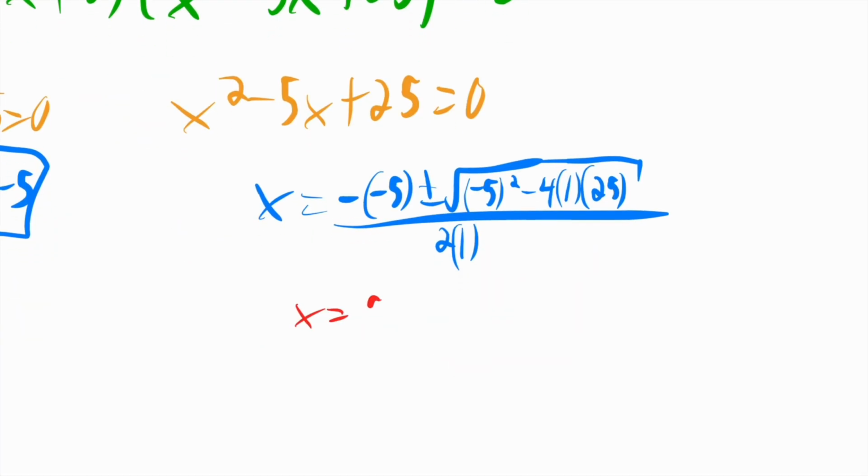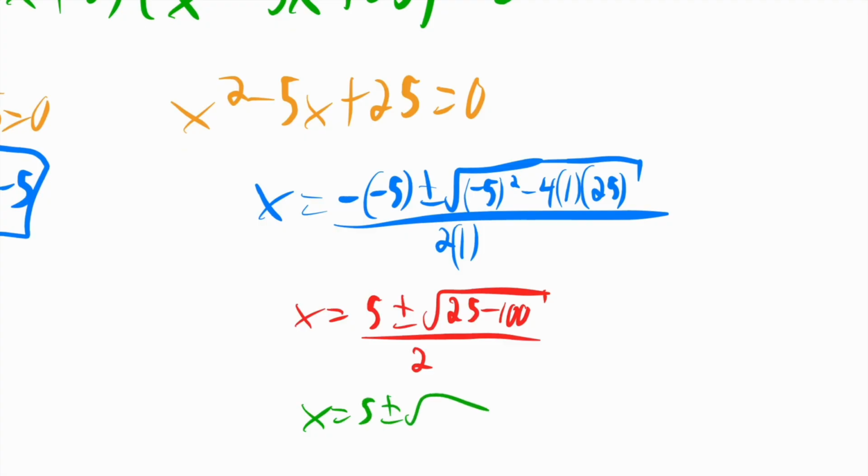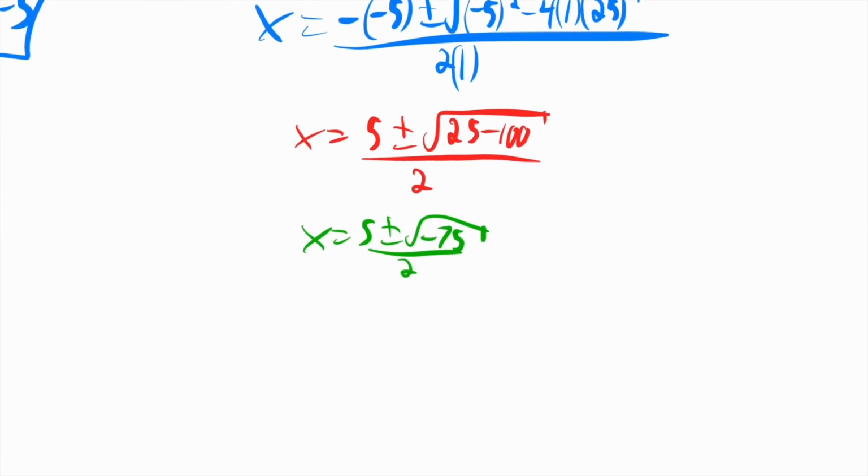And so that becomes a positive 5 plus or minus the square root of 25 minus 100, all over 2. So that's x equals 5 plus or minus the square root of negative 75 all over 2. 5 plus or minus, that's square root of 25 and square root of 5, so that's 5i, because it's the square root of a negative number. Square root 5 over 2. Sorry, not square root 5, square root 3, because it's 25 times 3.